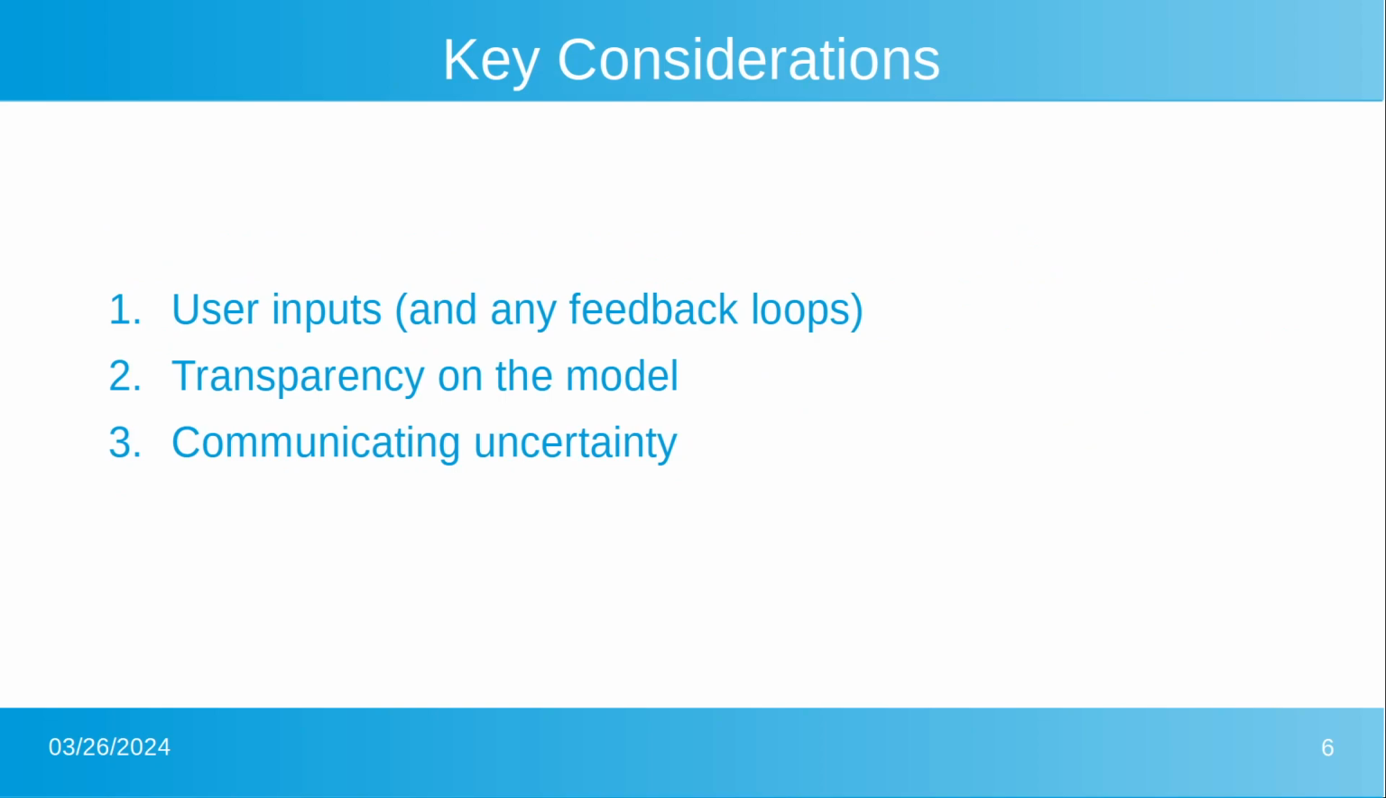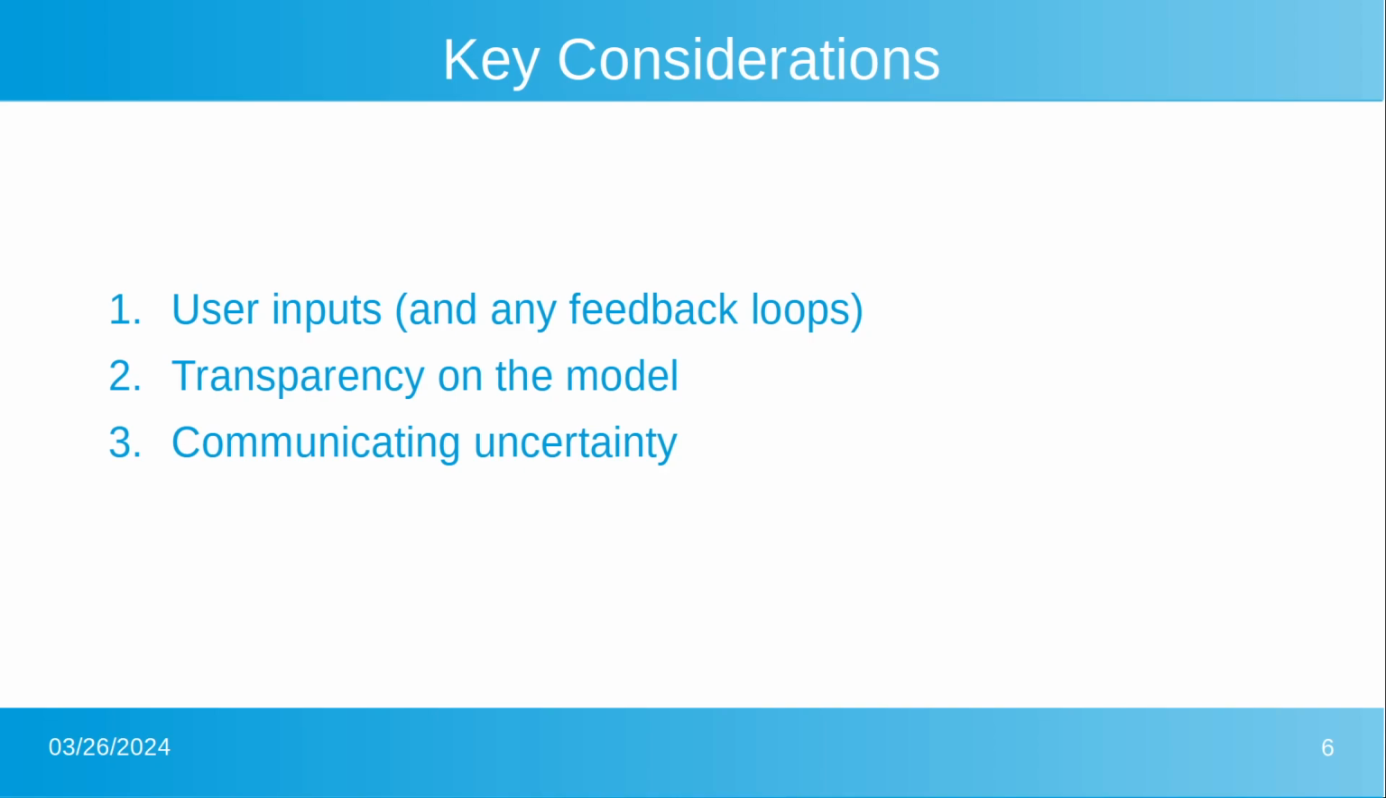Key considerations. Three areas I want to cover here: user inputs, transparency on the model, and communicating uncertainty. User inputs. The user will input information such as dietary preferences, dietary restrictions, budget constraints, and environmental goals. The system may provide feedback based on user inputs, offering suggestions for sustainable alternatives and tracking progress toward goals.